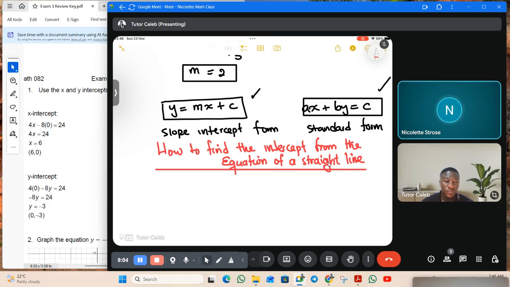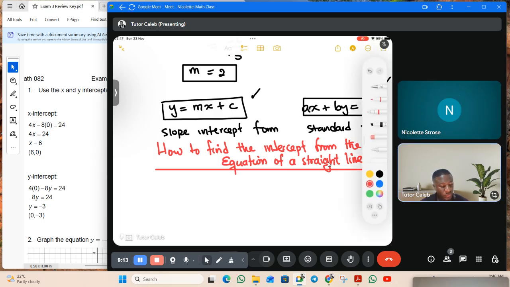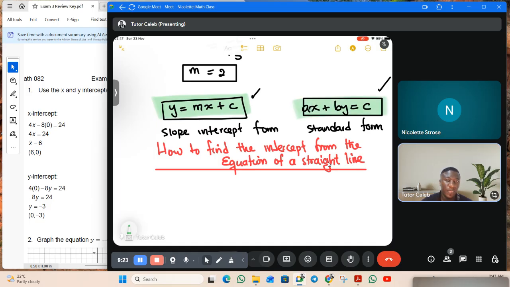Okay, so how to find the intercept from the equation of a straight line? There are two forms of the equation that we're going to be seeing here. There is this form, which is the slope-intercept form, and there is this form, which is the standard form. There are other forms, but basically we'll use these two forms.